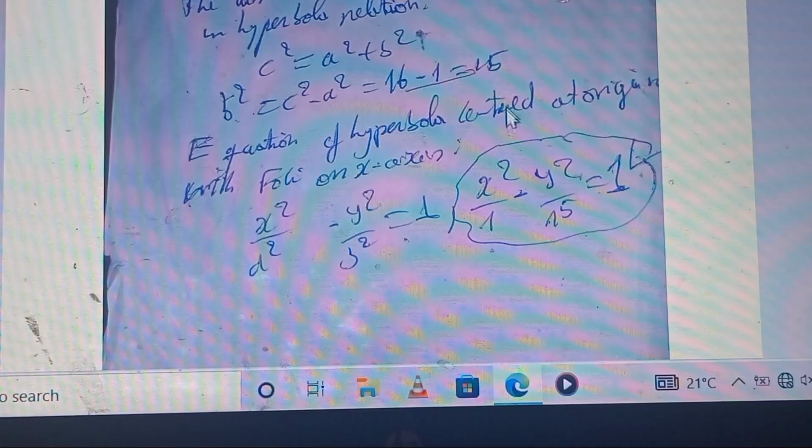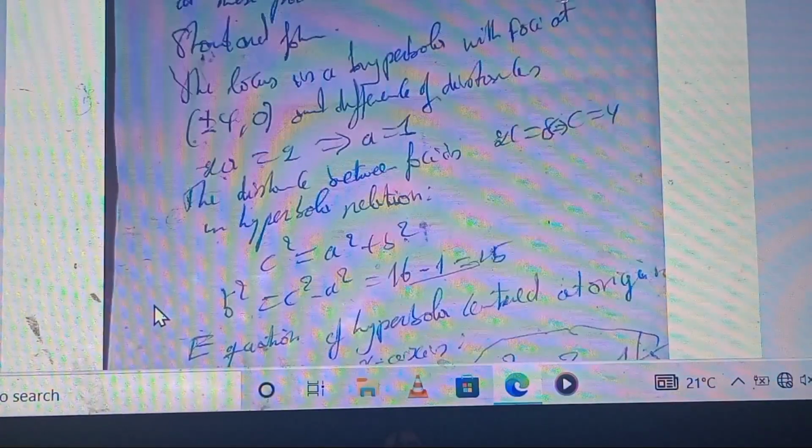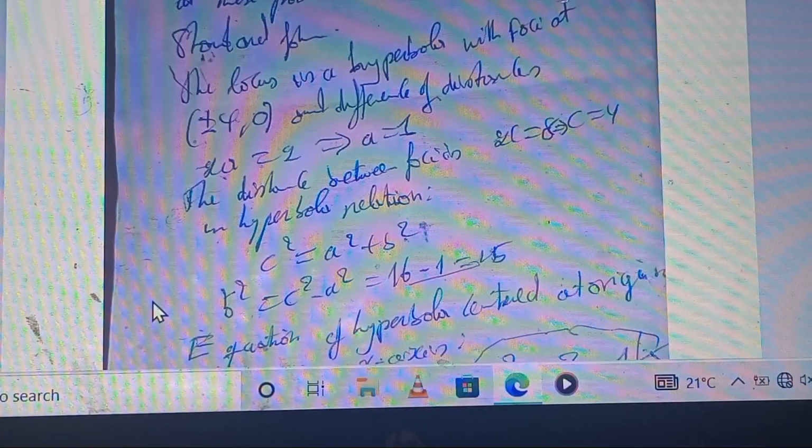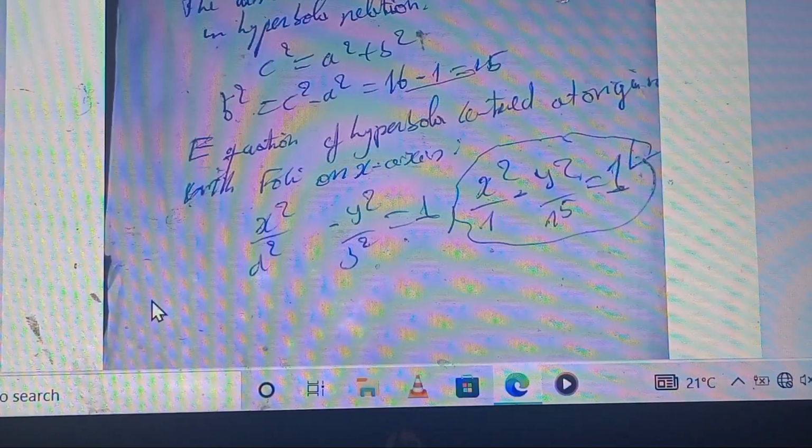The equation of a hyperbola with center at the origin and foci on the x-axis is x square over a square minus y square over b square equals 1. Then you substitute the values of a square and b square, and you get that equation. Yes, that is part A. If you have any questions, you can pause, take a piece of paper, and make the correction. For any question, type in the comment. I think it is understandable.